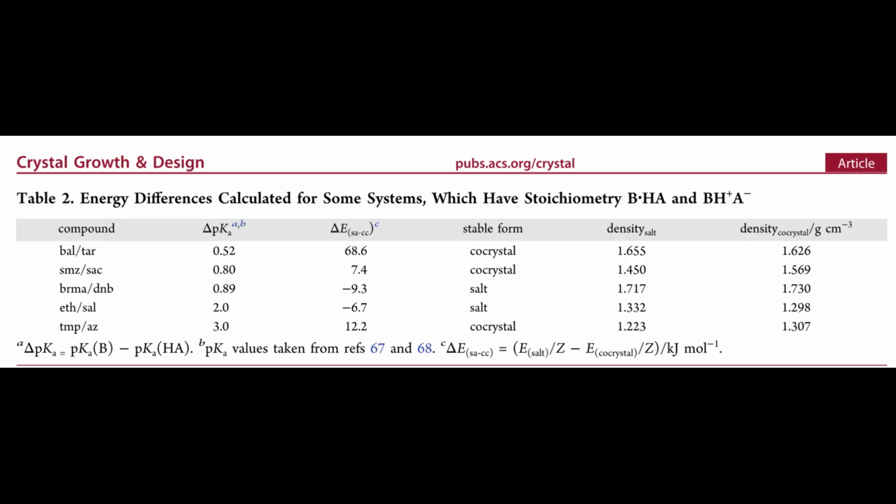Now in the paper we have a table of delta E, which is the difference in energy between the co-crystal and salt forms for each of 5 different series of compounds, and in every case the correct, more stable form is predicted.